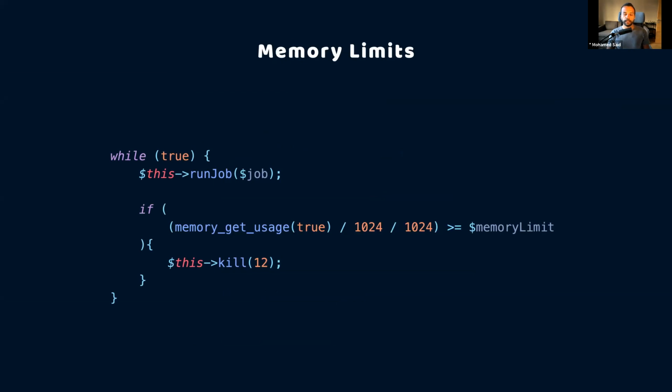Next, we are going to look at how the memory limits work, or how setting the memory limit works. Again, inside the while loop, after running a job, Laravel, or the worker, is going to check the memory usage of this worker using the memory_get_usage PHP function, and compare it with the memory limit that we set on the worker. And if the memory exceeded the limit, we are just going to kill the process, just like we do when the job exceeds the timeout of the worker.